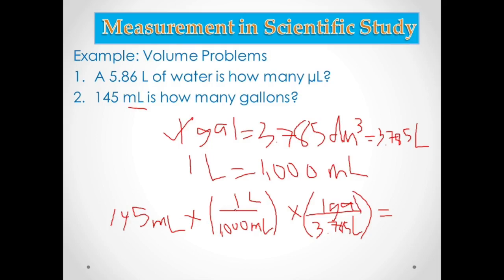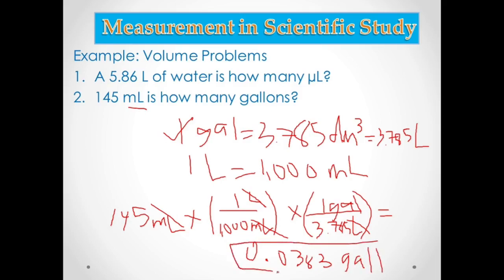Then you can cancel out the units and use the calculator to get the answer. You need to multiply 145 times 1 times 1, then divide it by the product of 3.785 times 1,000, which is 3,785. So 145 divided by 3,785 is 0.0383. So this is now your answer: 0.0383 gallons. You can try it yourself. You can pause this video so that you can also do it yourself.